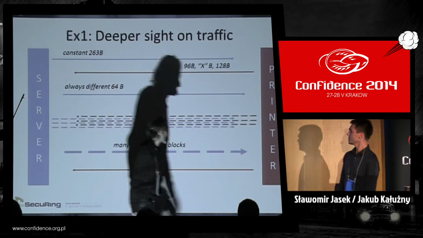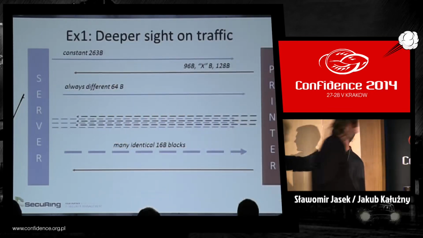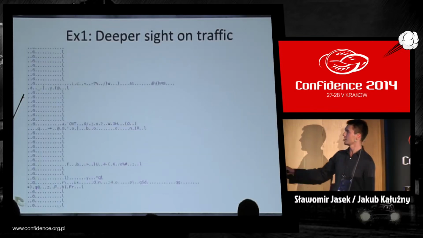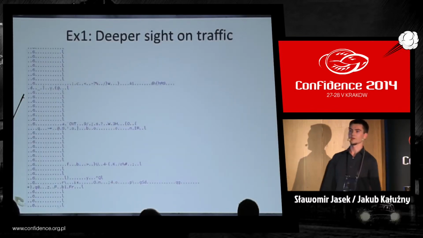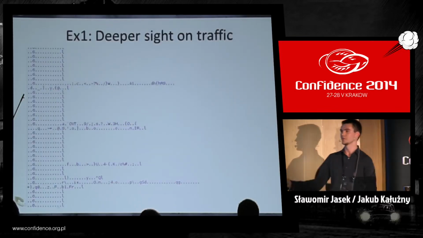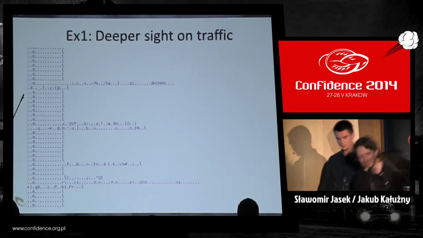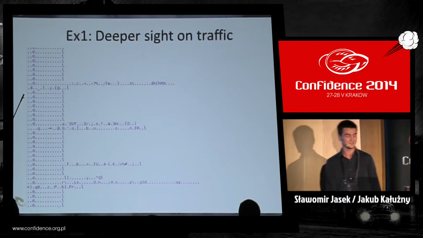So then we found in this huge load of data from the server to the printer, we found many identical 16-byte blocks. They look like that. Okay, now I want to ask you a question. What do you see here? ECB mode of encryption, exactly. I think we are running out of the glasses.